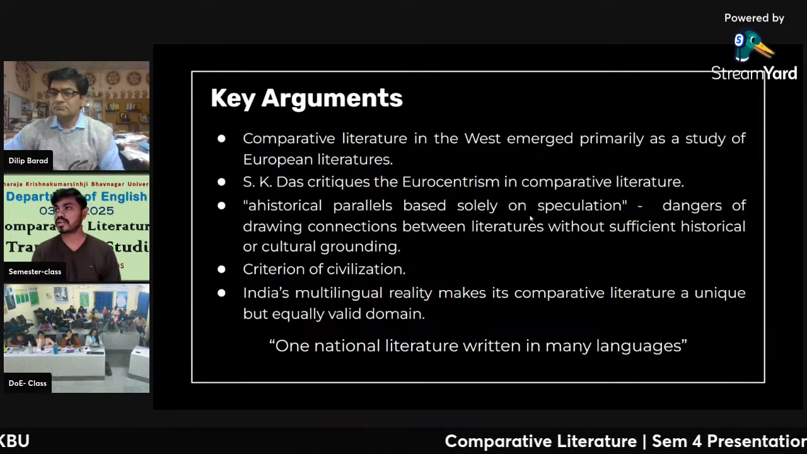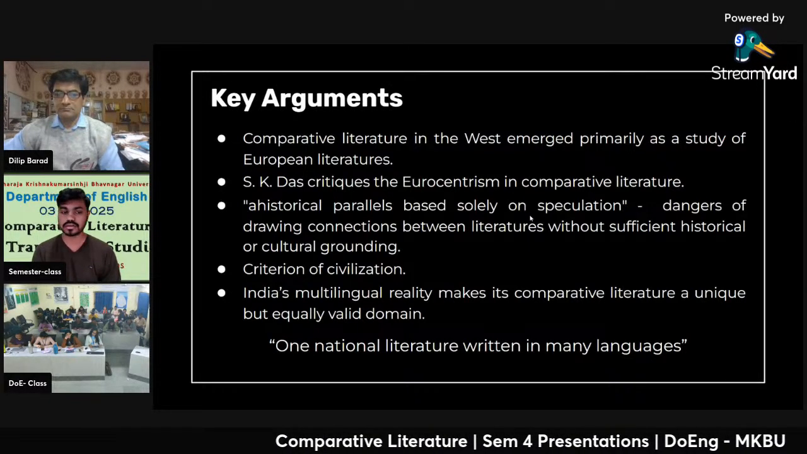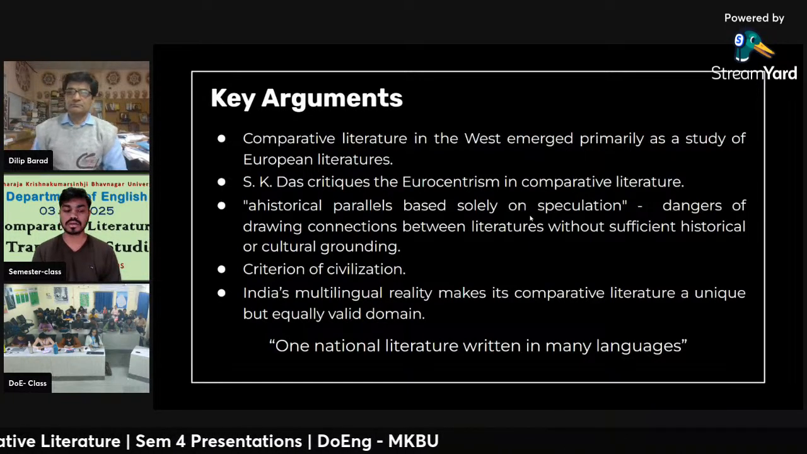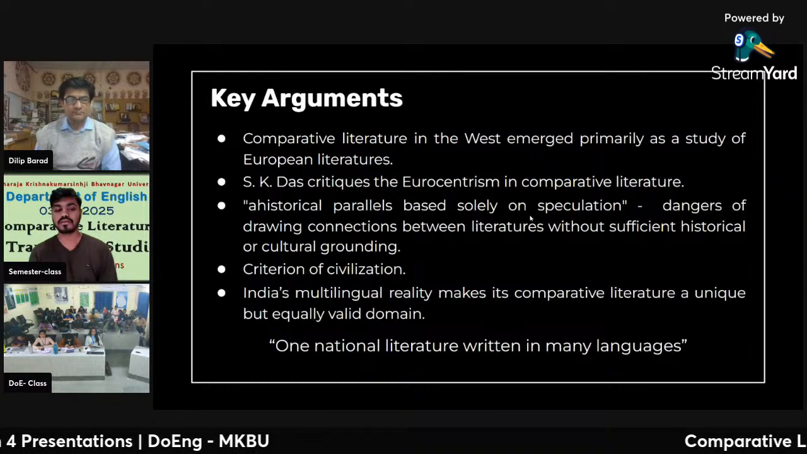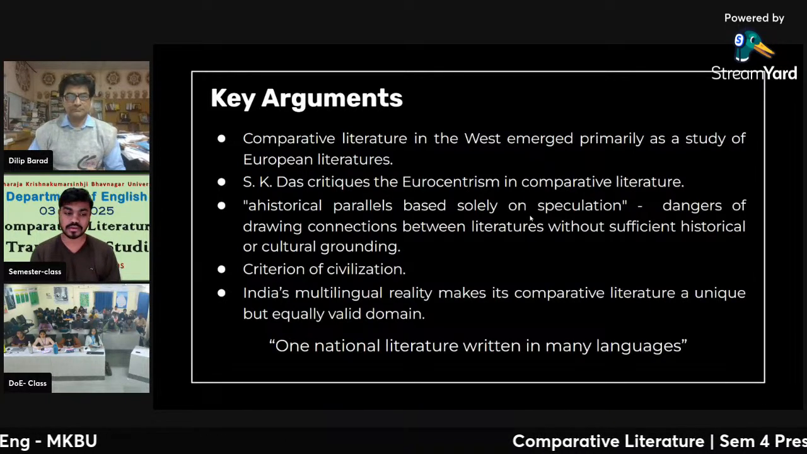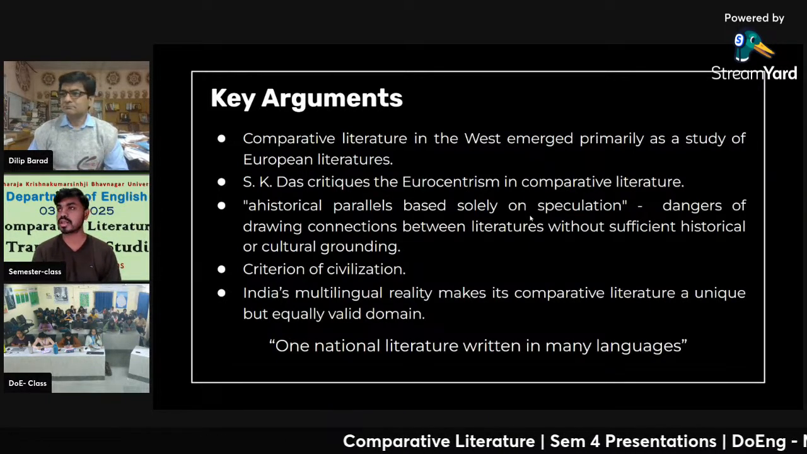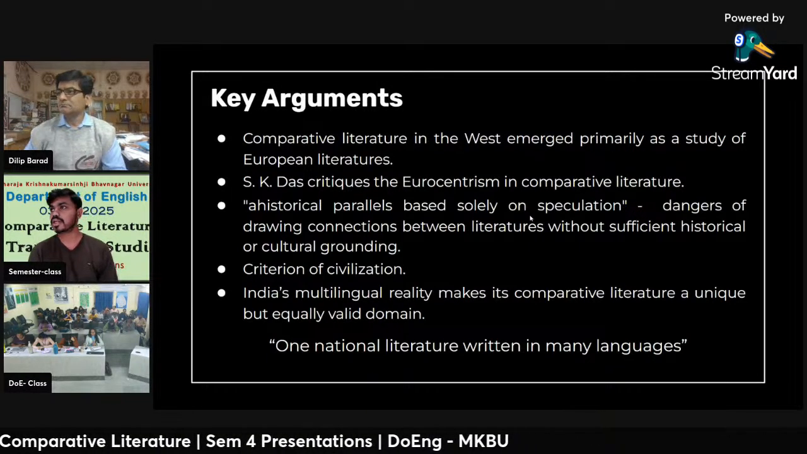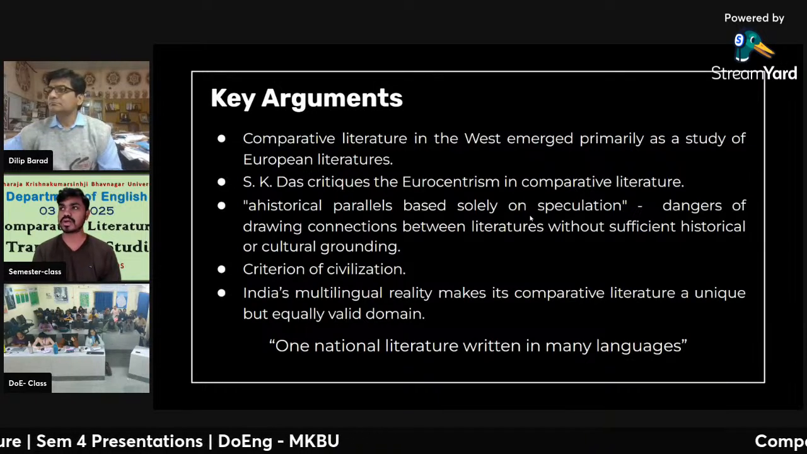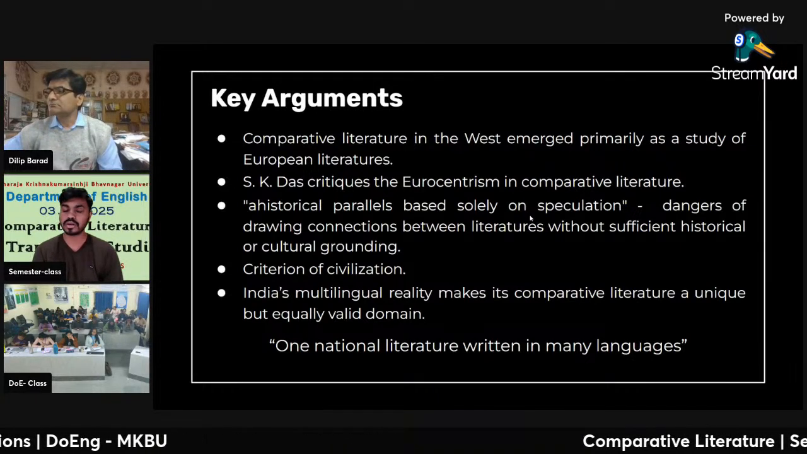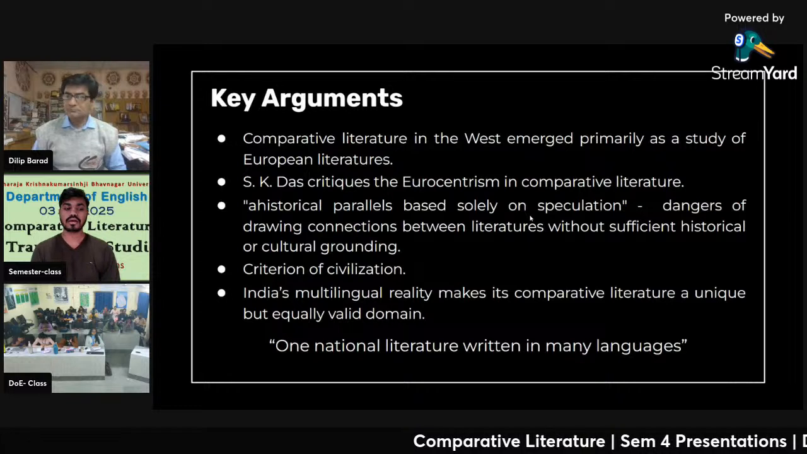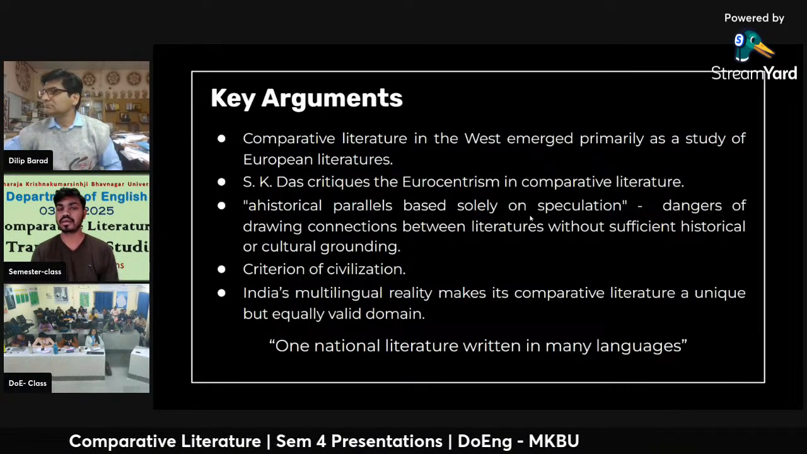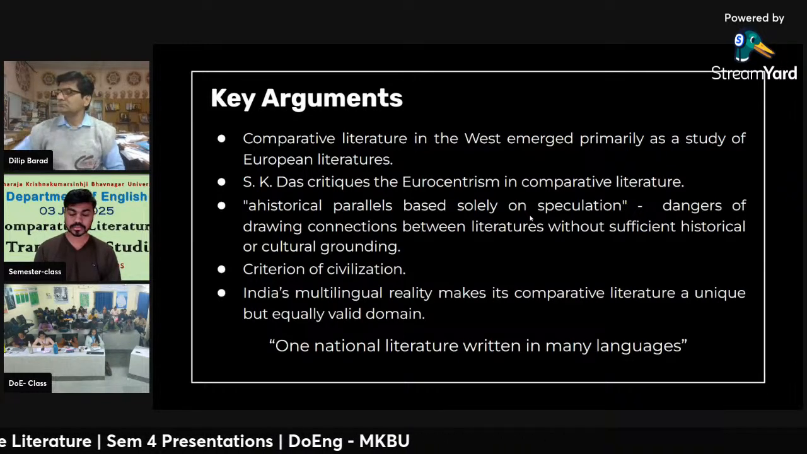And if we talk about comparative Western literature, it is a study of two texts that belong to the same nation. One may argue that comparative Indian literature is one national literature written in many languages. Also, S.K. Das says that comparative Indian literature is as valid as comparative Western literature, and we do not have to worry about that. India's multilingual reality makes its comparative literature a unique and valid domain, similar to comparative Western literature.